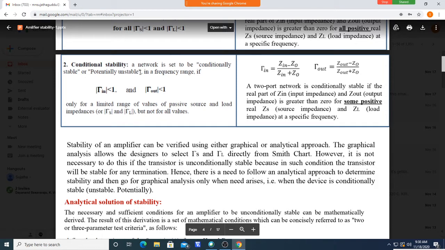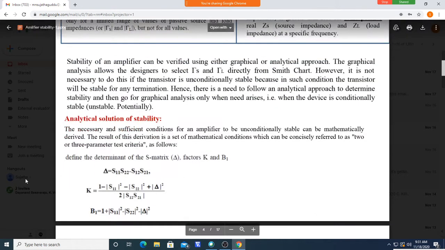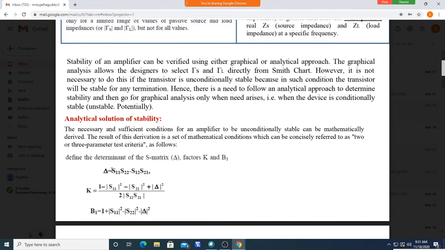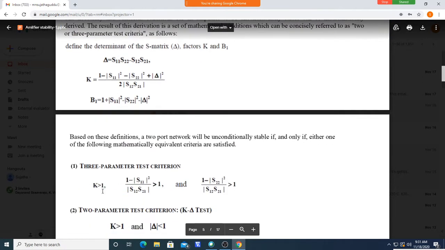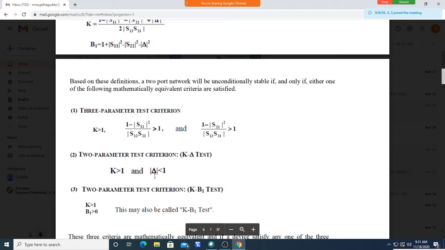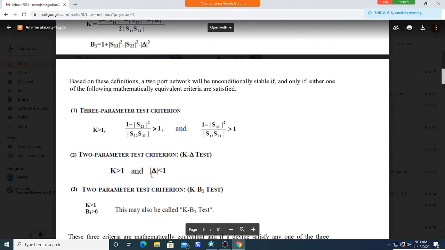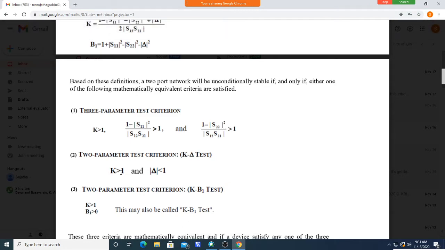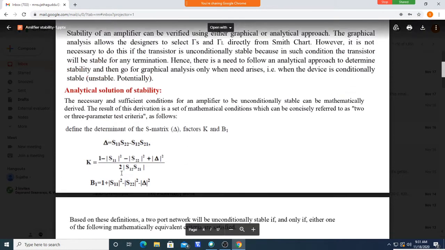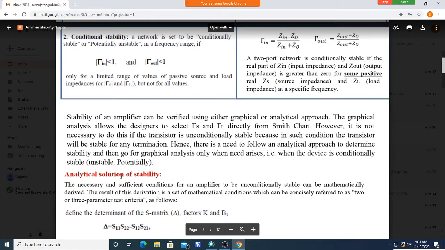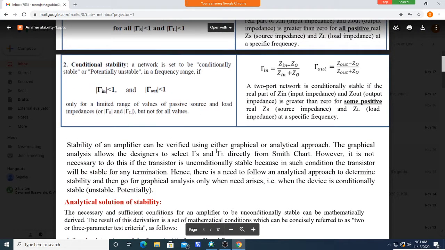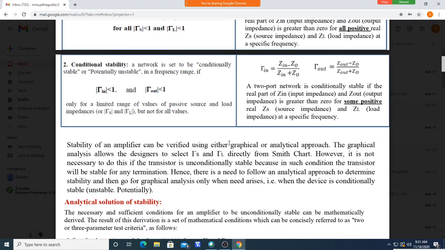If conditionally stable, that means k is lesser than 1, delta may or may not be less than 1, but both must be satisfied. That means k must be greater than 1 and delta must be lesser than 1. But for example, if k is lesser than 1, then you come to know it is not unconditional, it is a conditional stability. Then you have to go for the graphical solution.